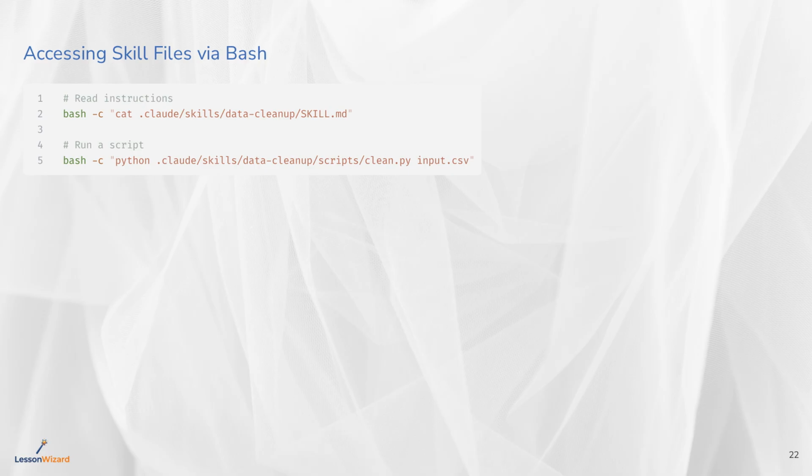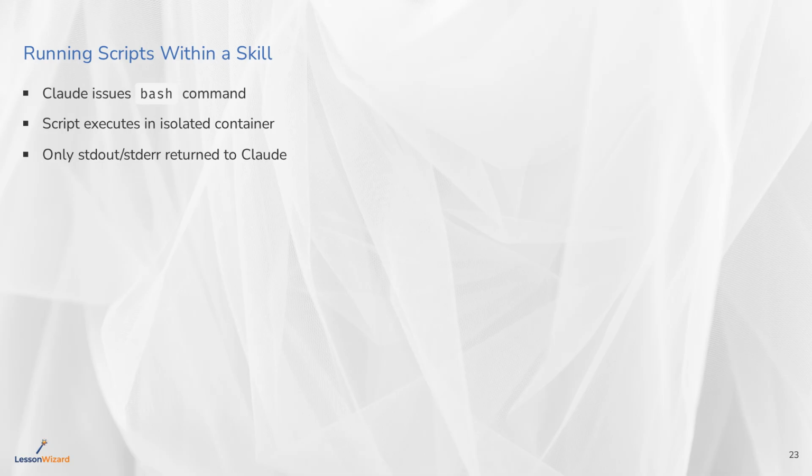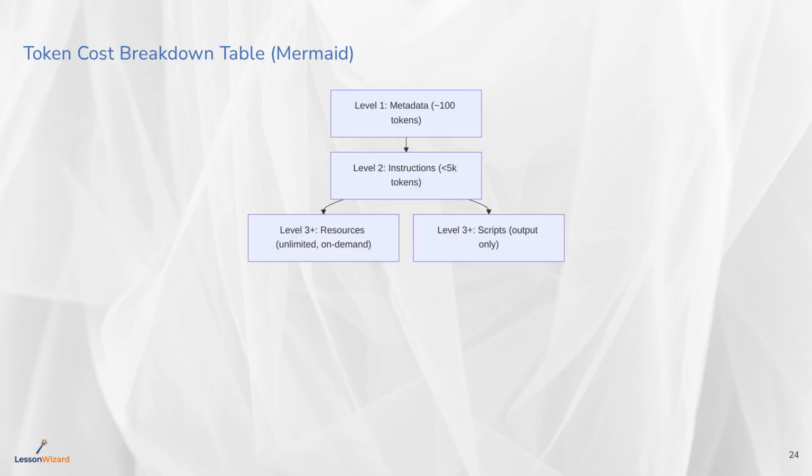Claude uses standard bash commands to fetch files. The first command pulls the markdown instructions into context. The second runs a script, with only the script's output, e.g., a success message, entering the prompt. When a skill references a script, Claude invokes it in the VM sandbox. This isolation prevents side effects, and the model only sees the script's output, keeping the token count low and the execution safe. The diagram visualizes token impact.